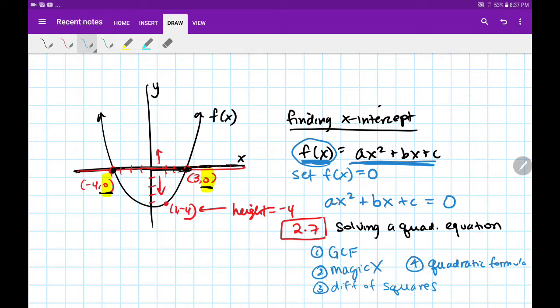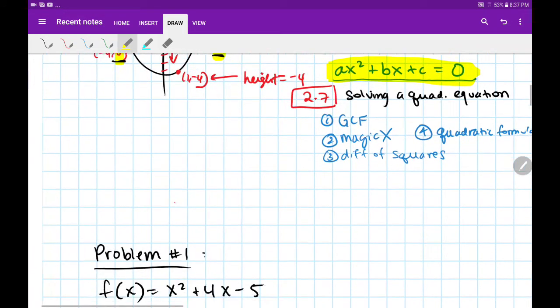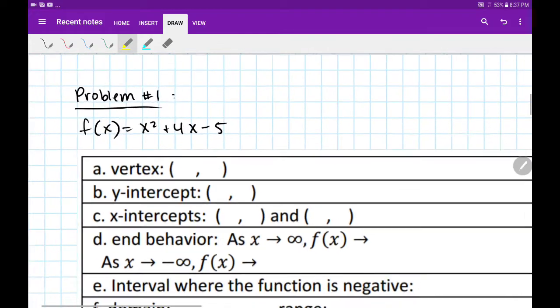Okay, we're going to be solving this equation, ax squared plus bx plus c equal to 0. So please put this in your notes. Anytime we're finding the x-intercepts, we set the function equal to 0, and then we solve our quadratic equation for x. Let's do a problem.